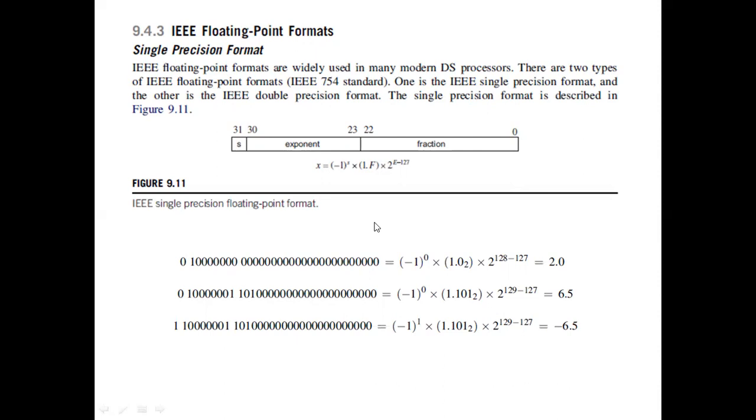So IEEE specifies a particular notation called single precision and double precision, and something called extended precision. This one here is a single precision format, which is for 32 bit. Here the representation is sort of tricky. You can see minus 1 to the power sign times 1 dot fraction multiplied by 2 to the power e minus 127. So e here is biased, it's a sort of biased exponent.